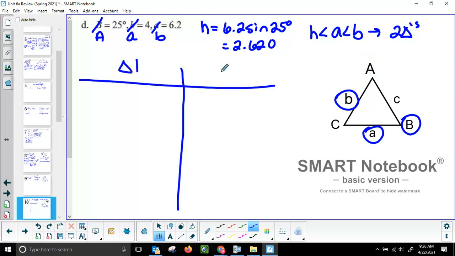Triangle 1, triangle 2. Triangle 1 you find just like you would find any triangle. Now we know that the ambiguous case is law of sines, so we have to use law of sines. So we say the sine of A, which is 25 degrees, over side A, which is 4, has to equal the sine of B over side B, which is 6.2. So we multiply both sides by 6.2.